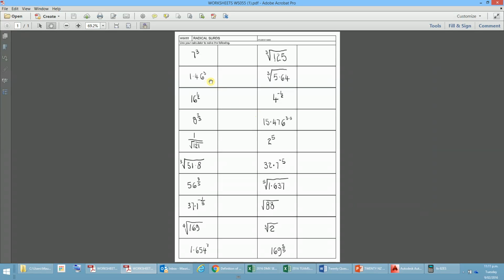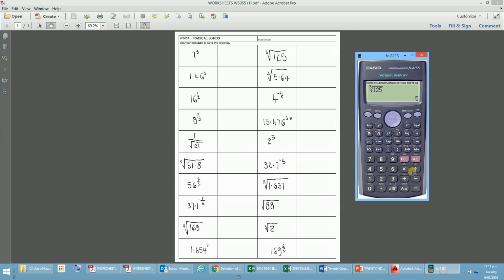Here we've got ones with decimals, so not quite as easy to work out in your head. 1.46, x to the power of 3, equals 3.112136.